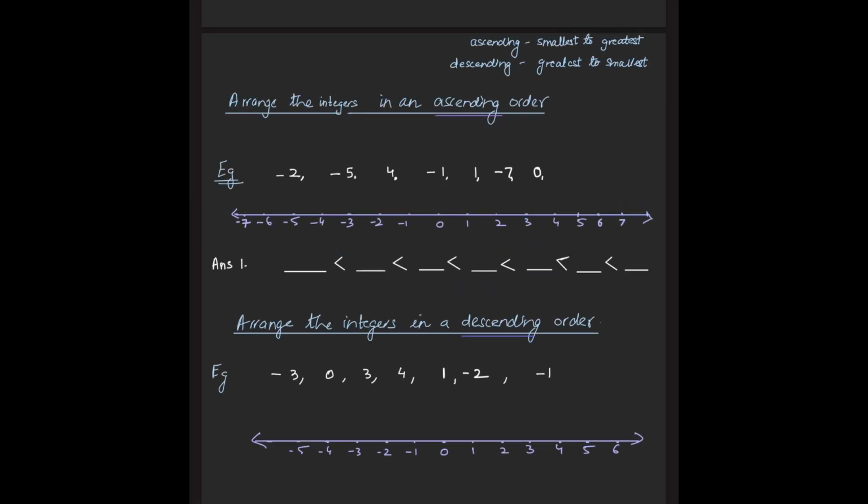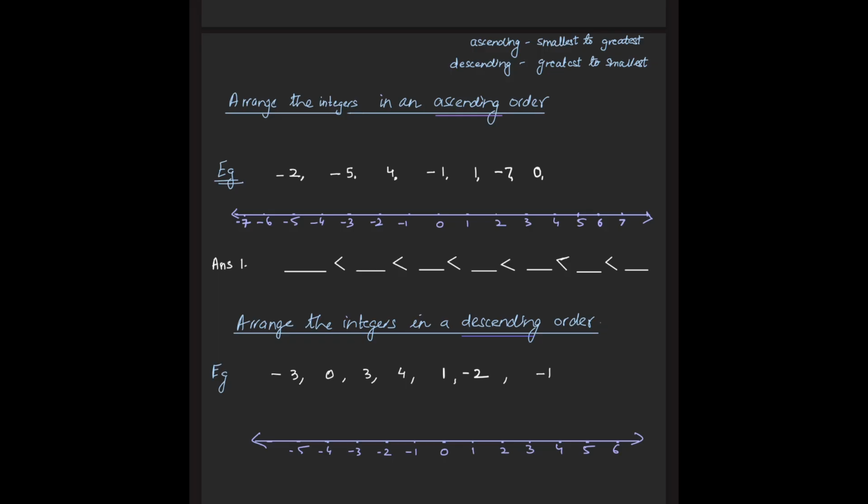Next, we are going to arrange the integers in an ascending order or descending order with the help of a number line. I hope you all know what is ascending order. Ascending means smallest to largest or greatest, and descending means the greatest to the smallest integers. Like how we have been doing with normal digits in the previous standards, this is with integers. Okay, so let's begin. How do we start?